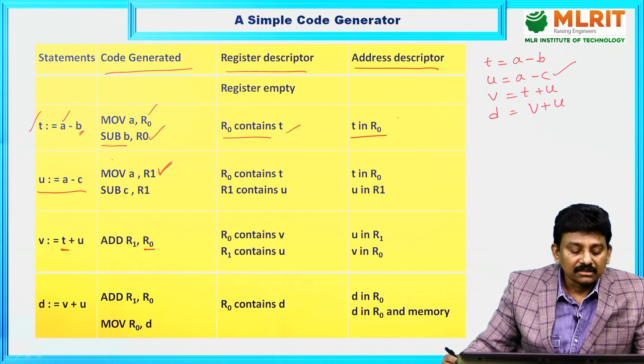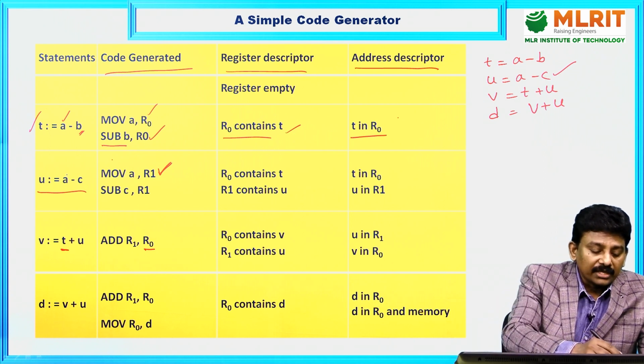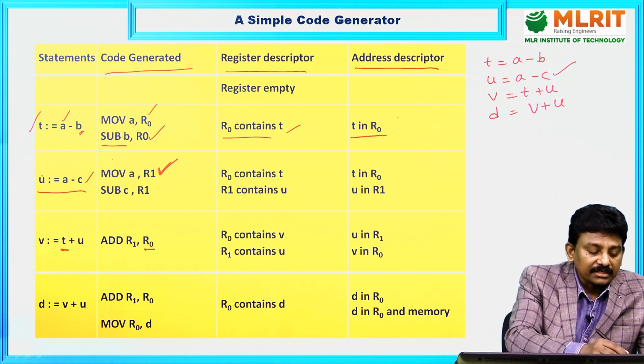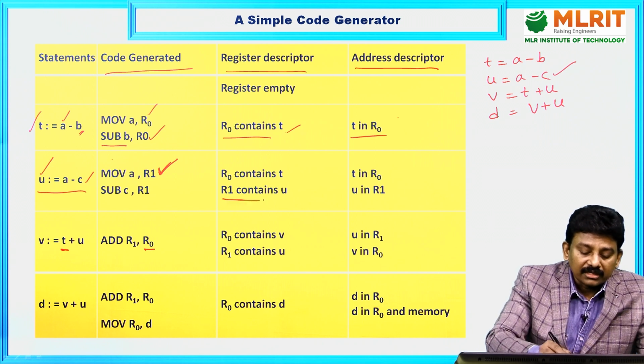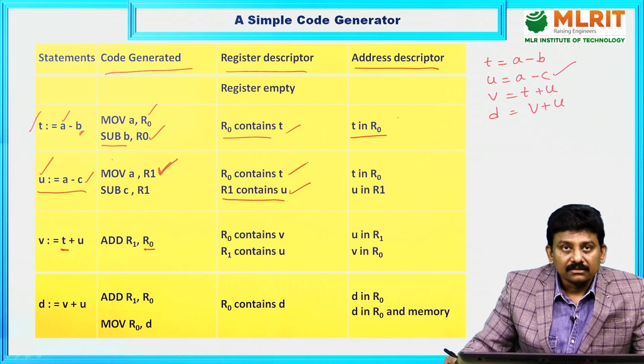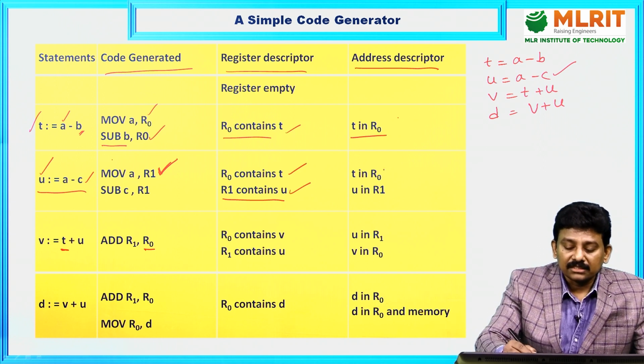another register r1. So move a to register r1. Then subtract c from r1, sub c comma r1. Now r1 contains the result of a minus c. So r1 will contain u, that is, the result of a minus c is u. r1 will contain u, and r0 as usual is still containing t. Now t is in r0, u is in r1.